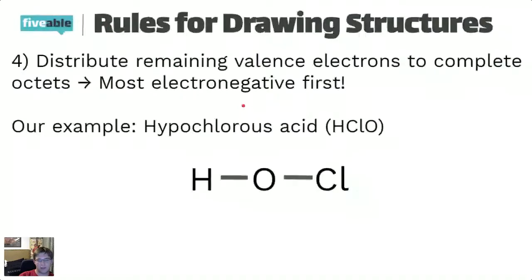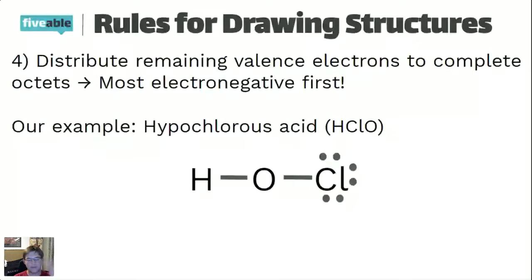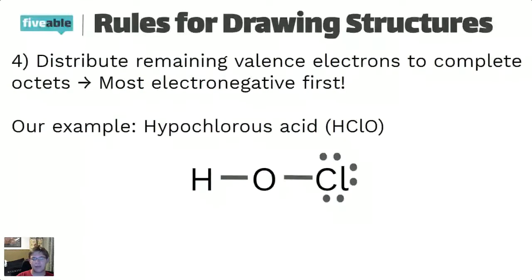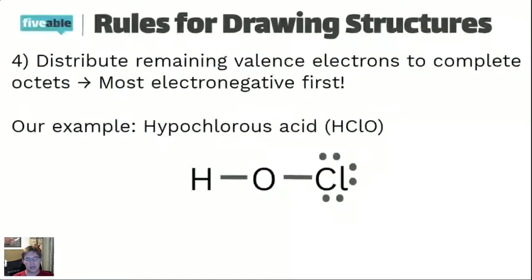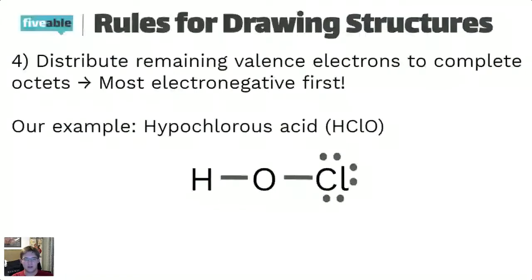So we fill up chlorine's octet. So we have 1, 2 from that shared bond, 3, 4, 5, 6, 7, 8. So we've now filled chlorine's octet, right? We have 8 valence electrons. And so now we want to move on to the next thing that doesn't have a completed octet, which is oxygen. So oxygen has 1, 2, 3, 4 valence electrons right now. So we need to add another 4 to complete its octet. So 1, 2, 3, 4, right? So now we have filled the octets of all 3 atoms.